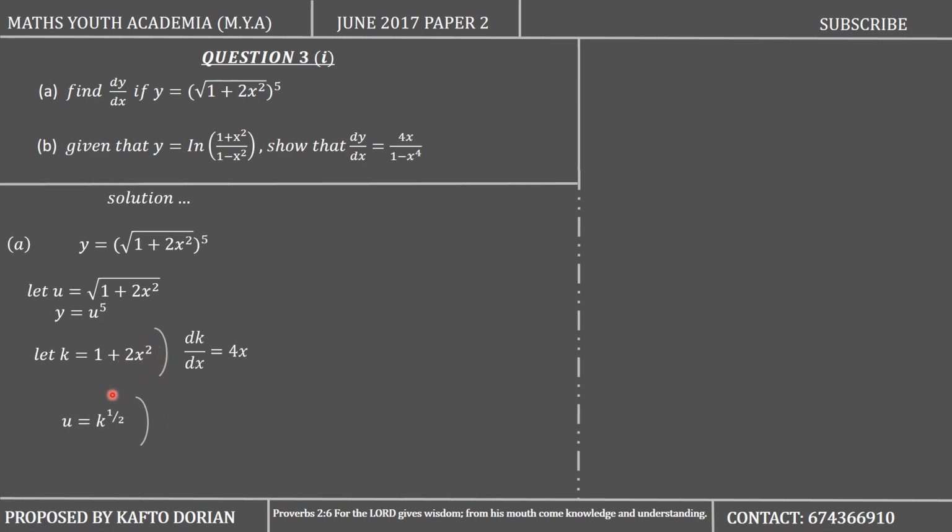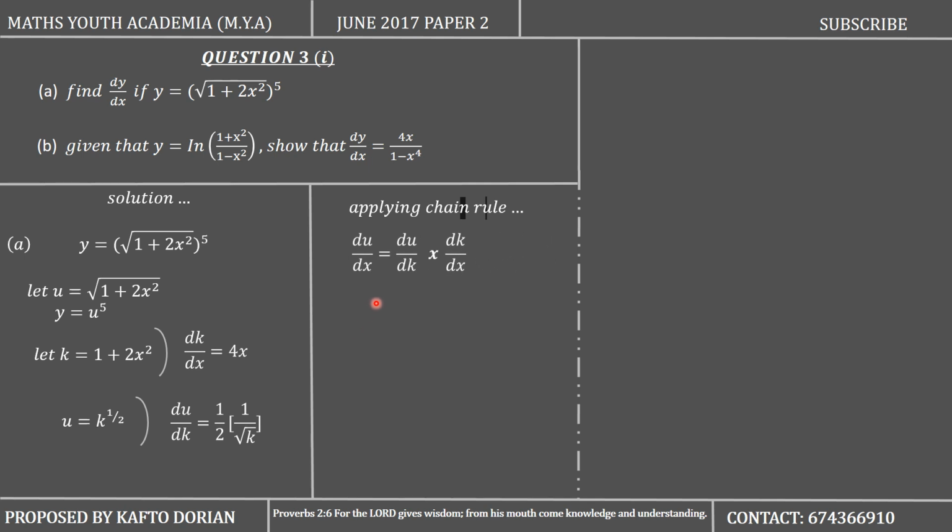Okay. Then we realize that once we have let u be equal to the square root of 1 plus 2x squared, we have let k be equal to 1 plus 2x squared. Where I have 1 plus 2x squared, I just replace it with k, so that we now have u equal to k raised to the half. Differentiating u with respect to k, you'll be having half times 1 on root k. We multiply the power by the coefficient and subtract the power.